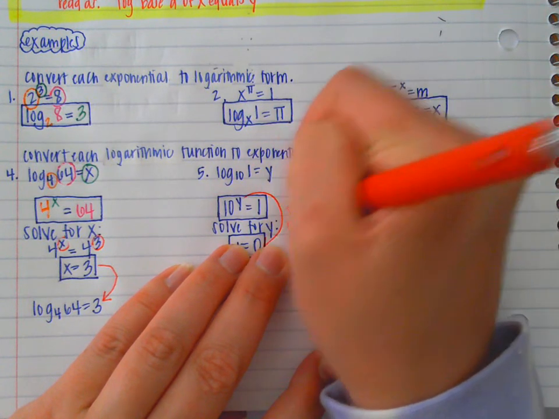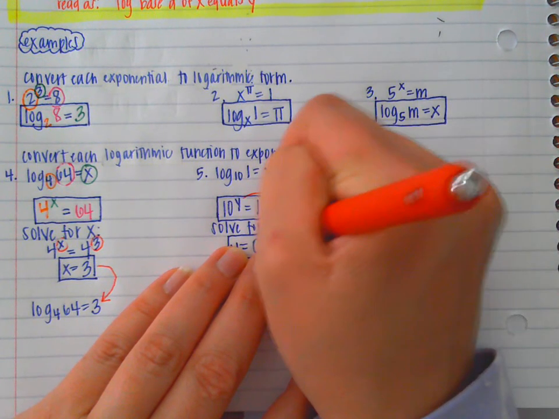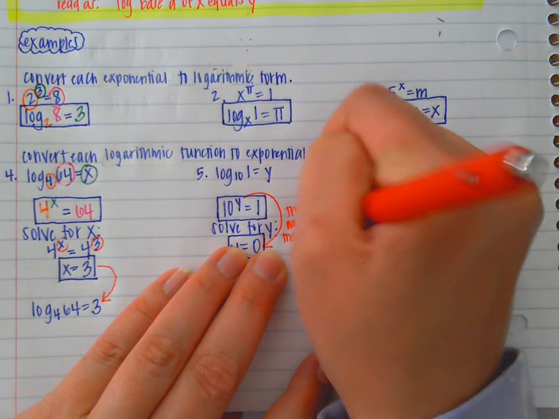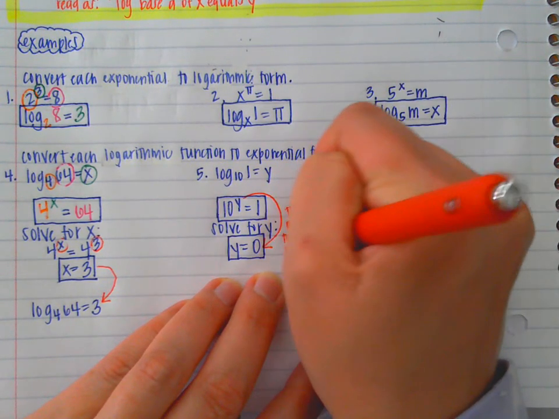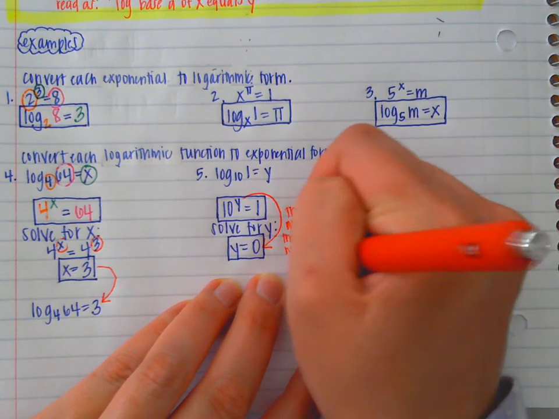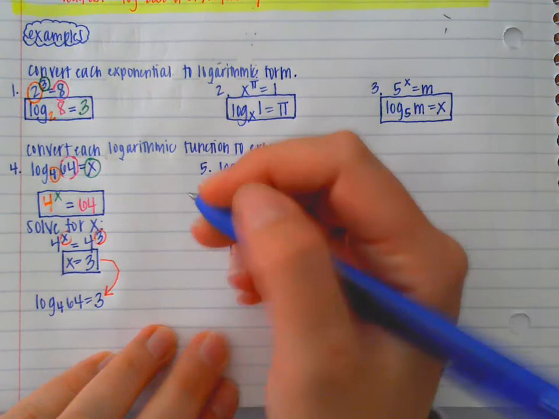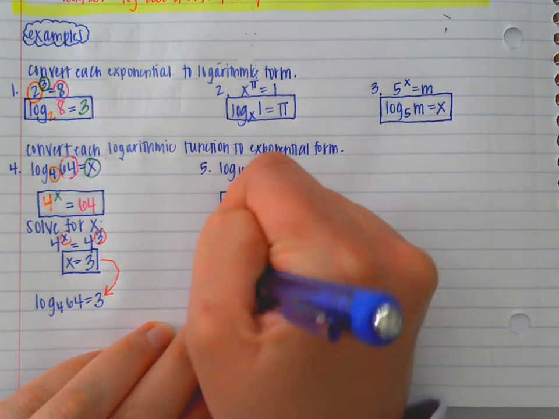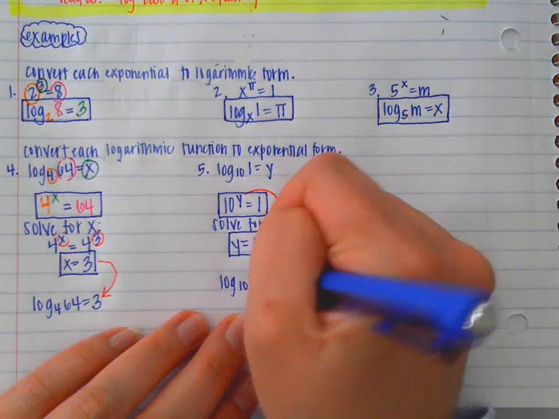So the exponent that makes any number equal 1 is 0. Okay. So that means, again, we can throw it back to what we were talking about over here. Log base 10 of 1 is equal to 0.